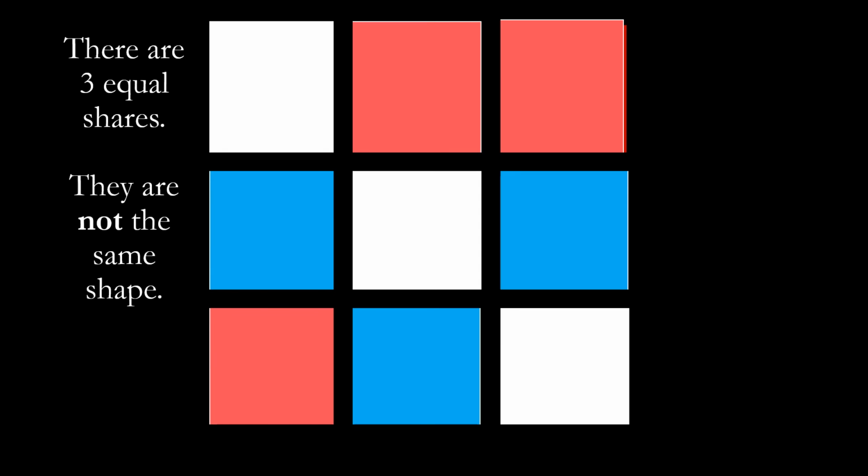So how about this one? Are these equal shares? Yes, they are, because there are 3 pink, 3 white, and 3 blue. Okay, so this is divided into equal shares. They're not in straight, pretty rectangles, but it doesn't matter because there's the same amount of squares in each one.